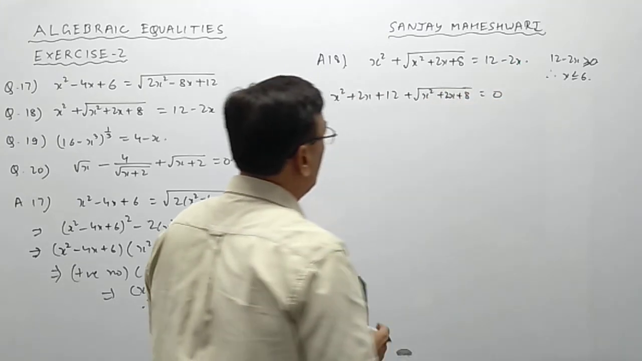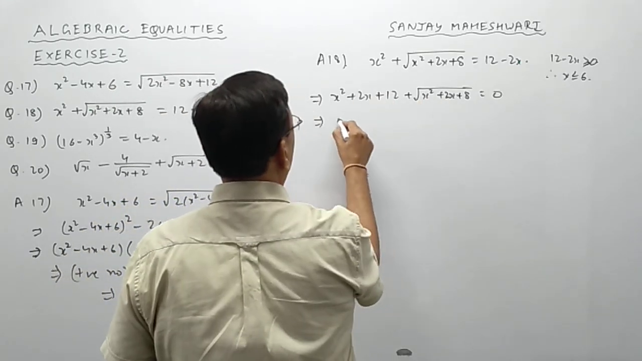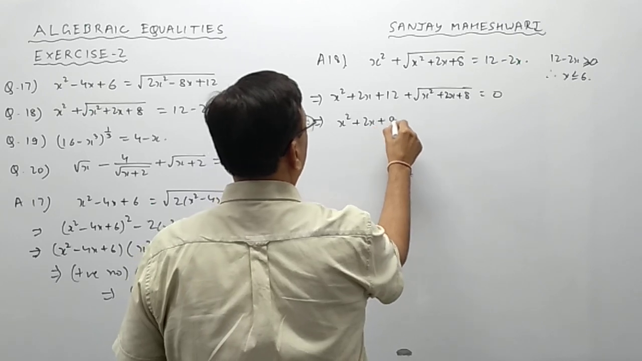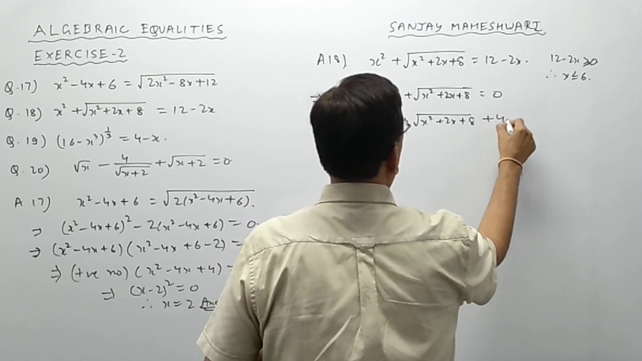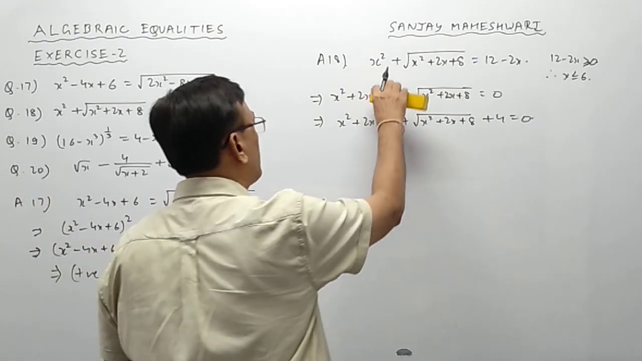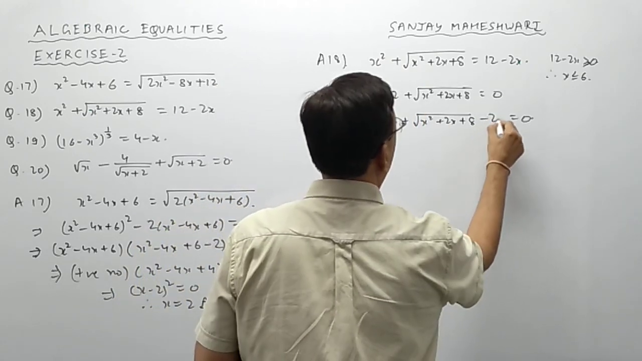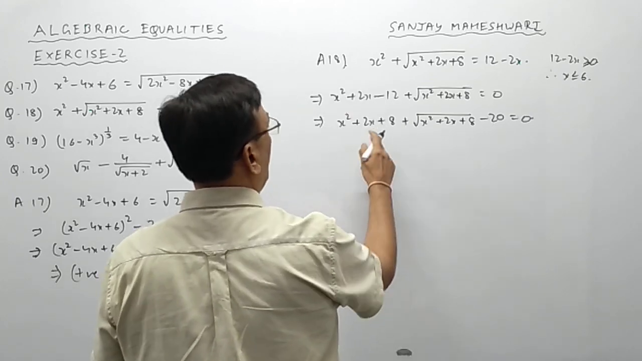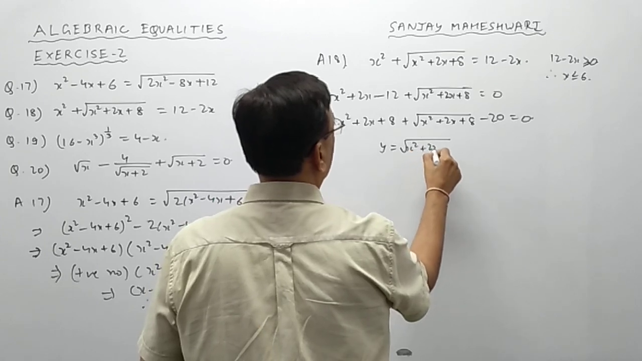is equal to 0. Now you can see here that x square plus 2x is common, so we will alter it a little. Now this is all perfectly alright. Now x square plus 8, it will be minus 12, so it will be minus 20. Now what will we do? We will put y equal to root over x square plus 2x plus 8.